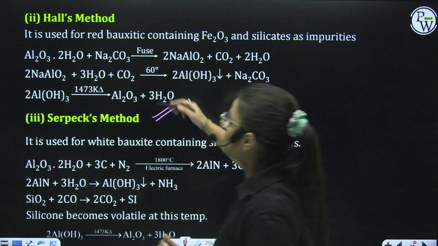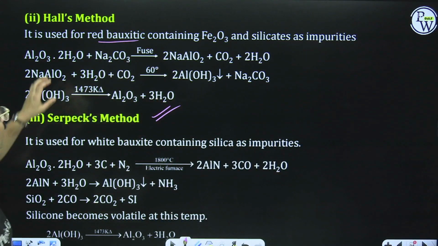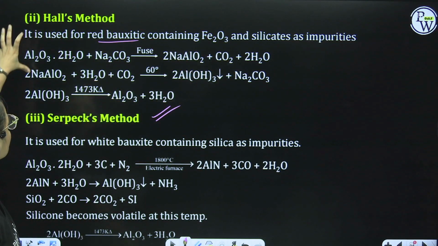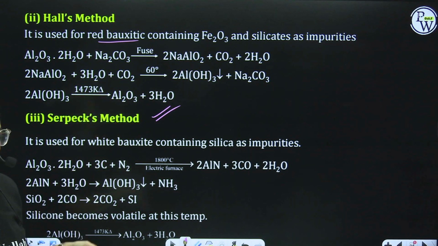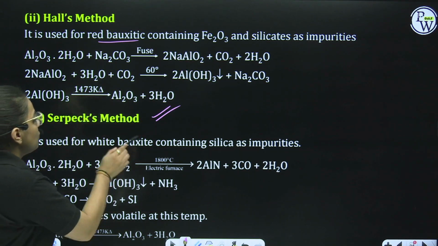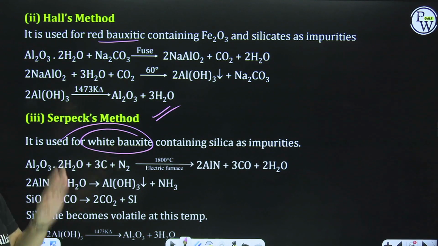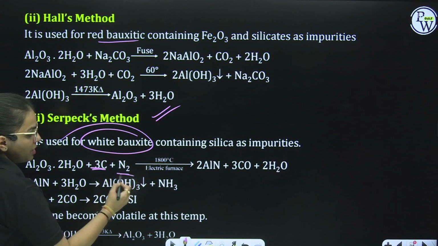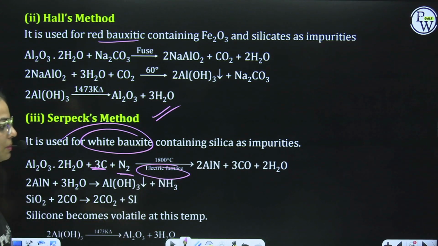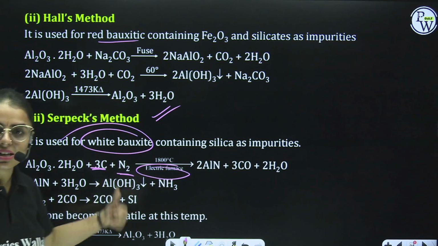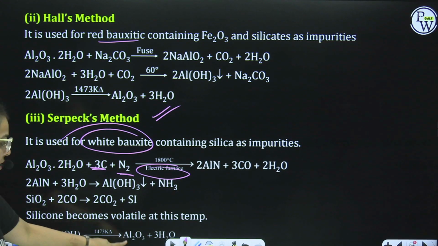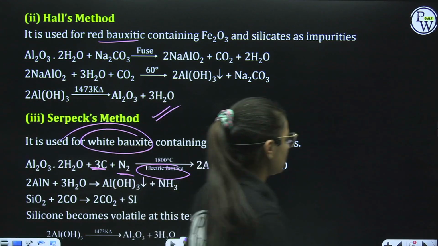Next, even for red bauxite, you can use Hall's method if it contains Fe2O3 and silicates as impurities. So this is Hall's method which can be used for purification. Then comes Serpuk's method for the white bauxite, where silica is the impurity. You will react it with carbon and N2, important one. In an electric furnace you will obtain AlN and CO. That AlN will further react with water to give Al(OH)3. In the previous case also that was produced, here also. This on further heating will give you Al2O3 and water.